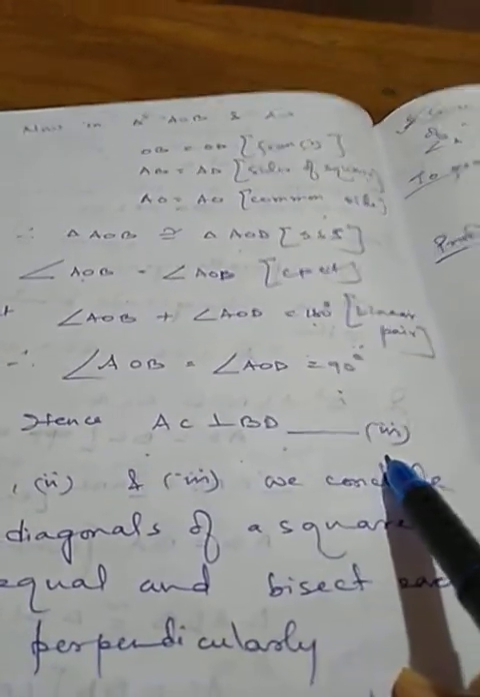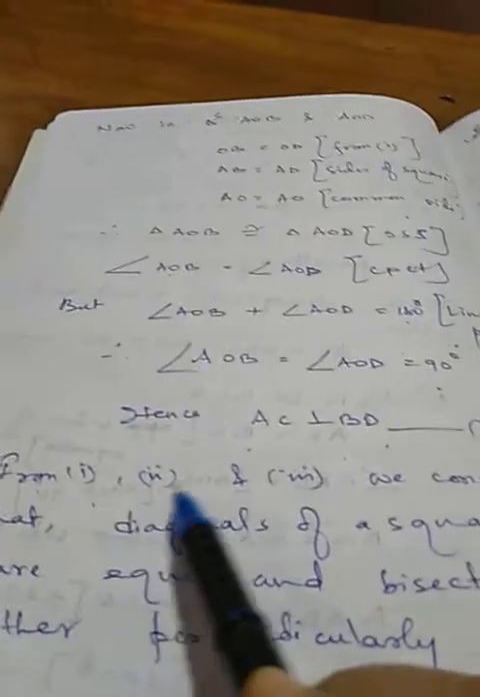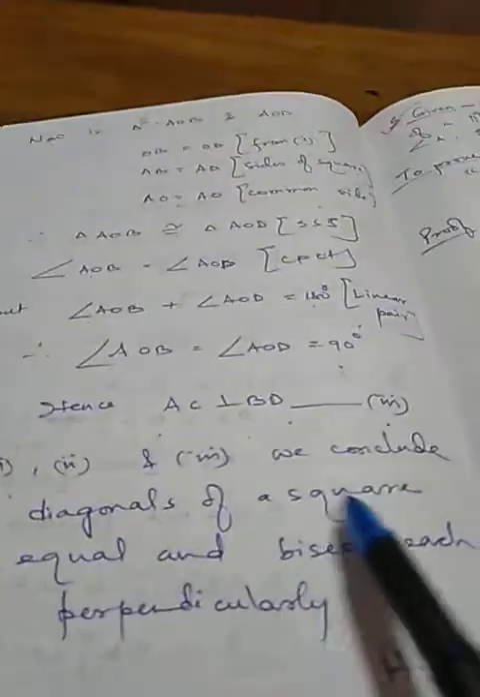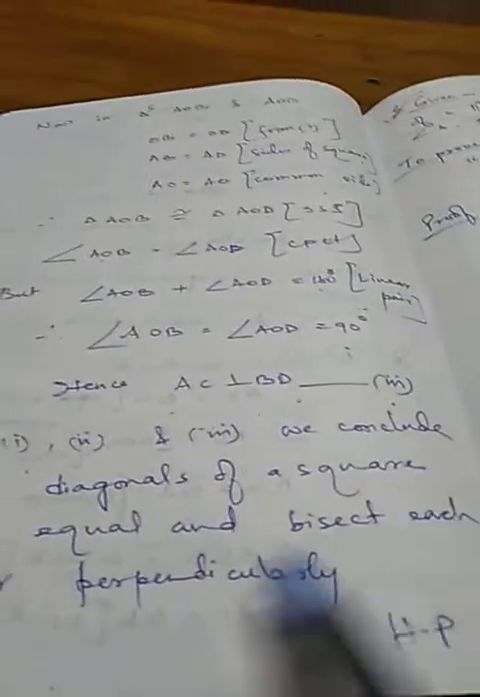So it is given here as number 3. So we can write from 1, 2 and 3 we can conclude that the diagonals of a square are equal and bisect each other perpendicularly. Hence proved.